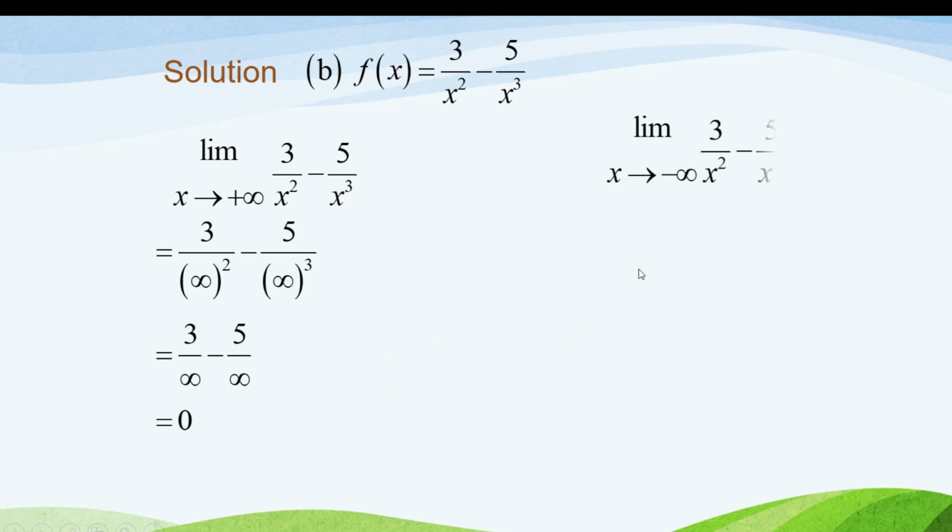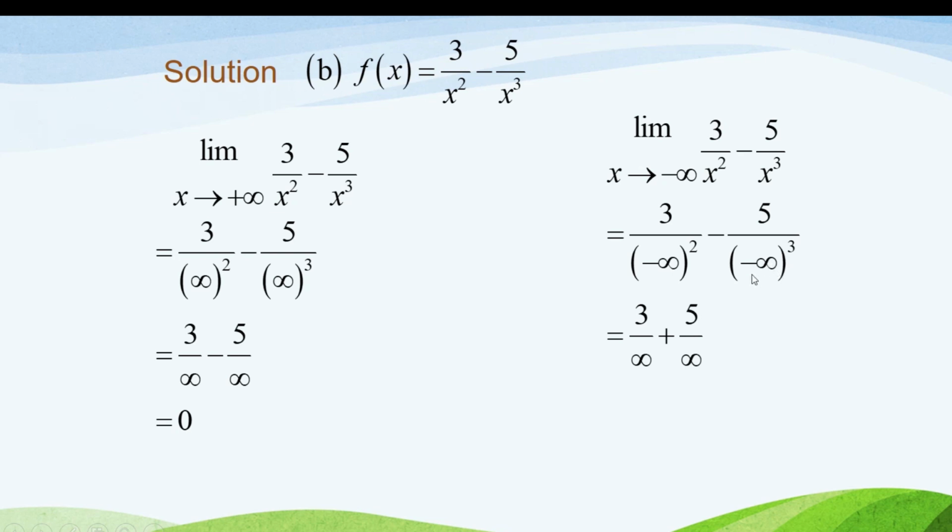Okay, the limit as x approaches negative infinity of 3 over x squared minus 5 over x cubed. We substitute negative infinity. 3 over negative infinity squared minus 5 over negative infinity cubed. Negative infinity squared, we get infinity, and negative infinity cubed, we get negative infinity, and we simplify, we get 3 over infinity plus 5 over infinity. So the answer is 0.